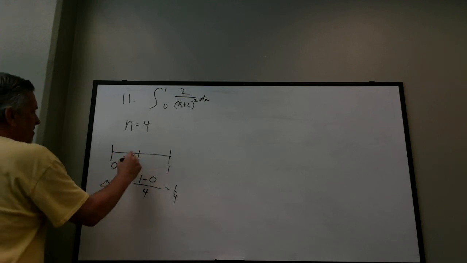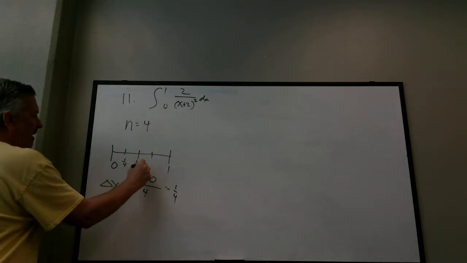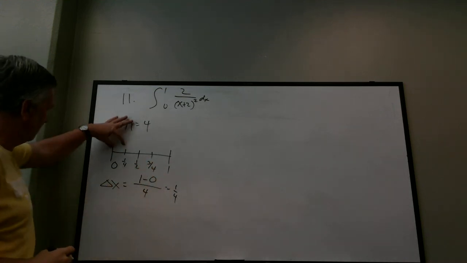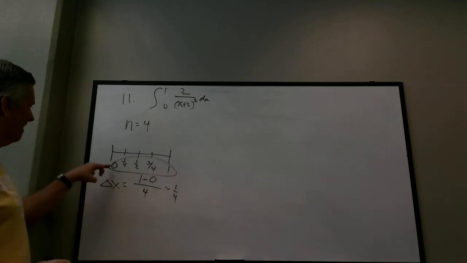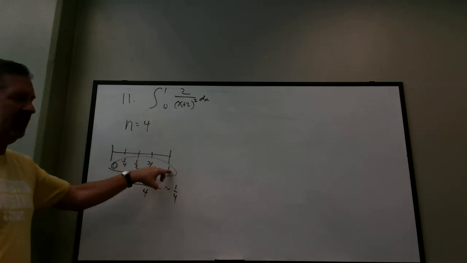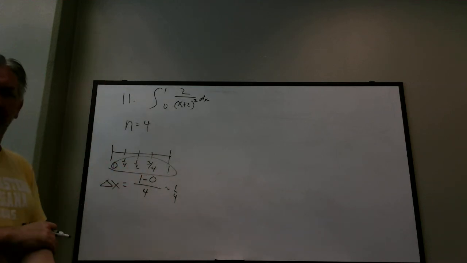So we're going to chop this up into 4 pieces. Well, this is clearly going to be a fourth, a half, and 3/4, right? Delta x is a fourth, a fourth, a fourth, a fourth. So these are the x values. So this is x0, x1, x2, x3, x4. Right? I don't need the graph or anything. I just need to figure out how to chop up the interval.